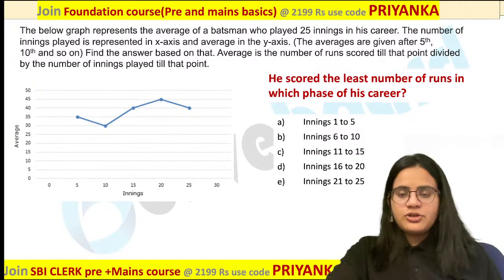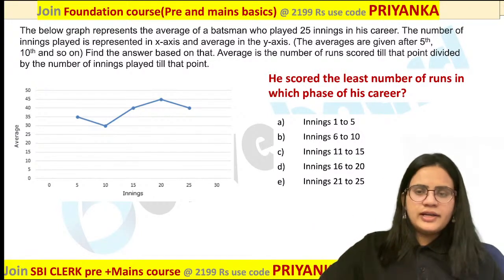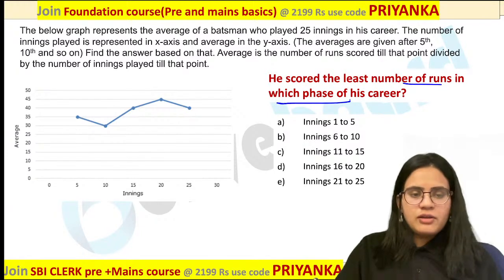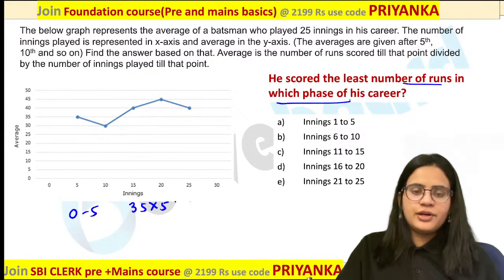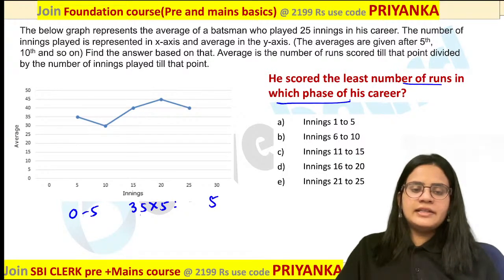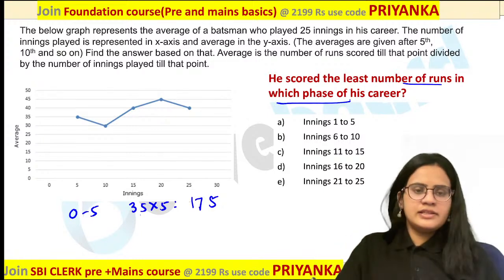Okay. Perfect. So all of you please pay attention over here to how you are going to do this. So in which phase of his career did he score the least number of runs? First of all, between 0 to 5 we have just calculated the value, that is nothing but 35 into 5. All of you please pay attention. 35 into 5, so if I am calculating the value over here, it is 175. Everybody is following this? Now let us discuss from 0 to 10.